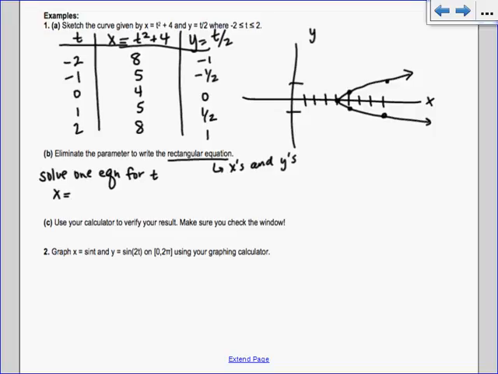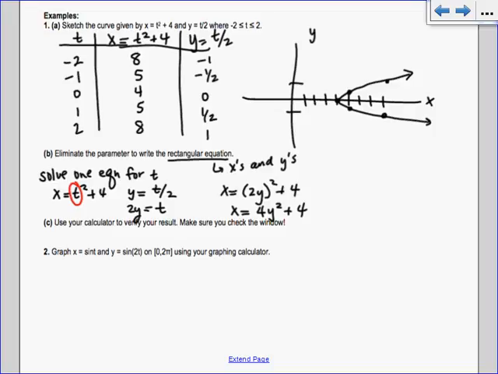Looking at my two equations, I have x equals t squared plus 4, and I have y equals t over 2. My obvious choice for solving for t is the second one. It is much easier. So I get t equals 2y. And then I replace my t with 2y in the other equation. So I get x equals (2y) squared plus 4, so x equals 4y squared plus 4, which we know is a sideways parabola.